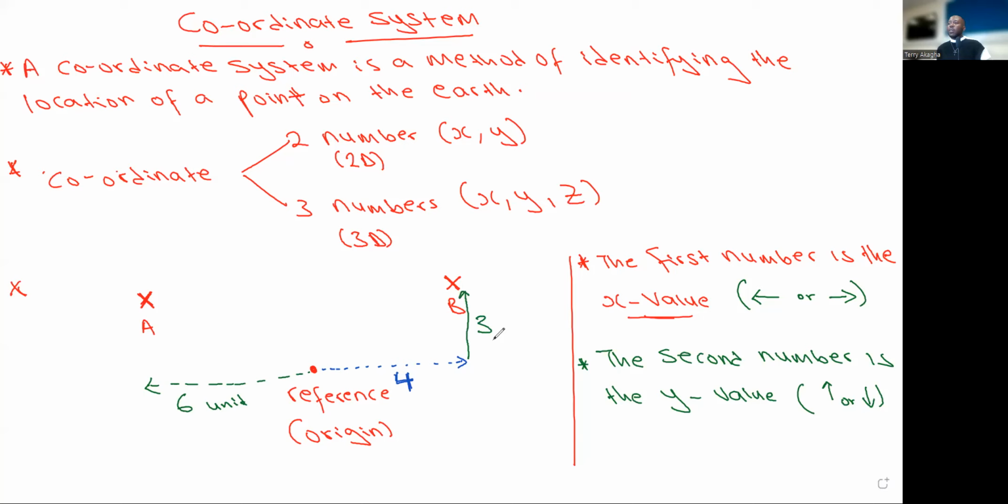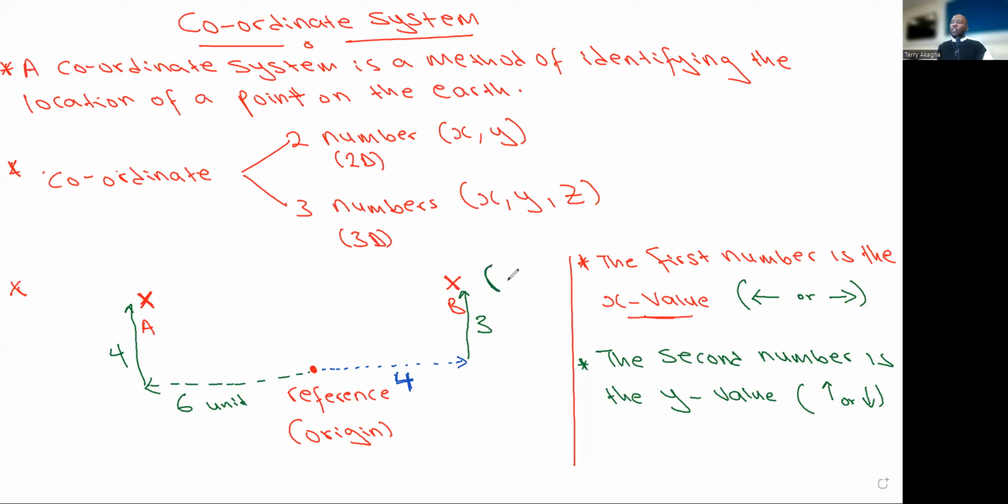Are you seeing it? So this is the y value, the second value. Now this one may say you should go 4 units up. Are you seeing it? So you can see the second value tells you how far up or down you should go. The first value is x, the second value is y. So for this one, it is 2-dimensional.